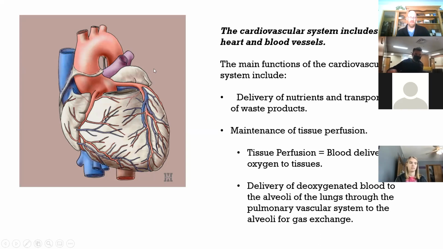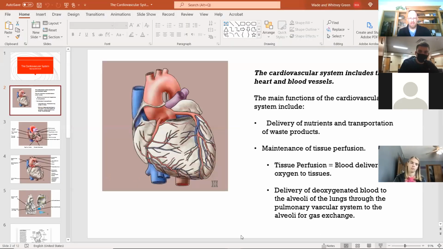The main function of the cardiovascular system is delivery of nutrients and transportation of waste products, and also maintenance of tissue perfusion. Tissue perfusion means delivery of blood and oxygen to tissues. Blood contains oxygen, and we need to get that to tissues in order to live. Here's a critical thinking question: why do you think that someone who is in cardiac arrest would potentially have permanent neurological deficits after a cardiac event?